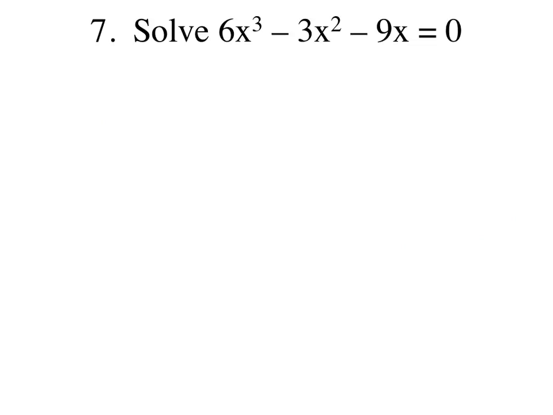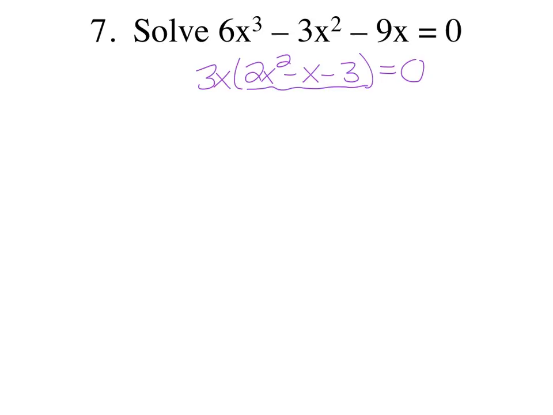All right, so number 7 is ready to be factored. It's already in standard form, so we're looking for a GCF first, and we do have a GCF of 3x, and once we take out 3x, we should have 2x squared minus x minus 3 equals 0, and then we're going to go ahead and see if we can continue factoring that middle trinomial.